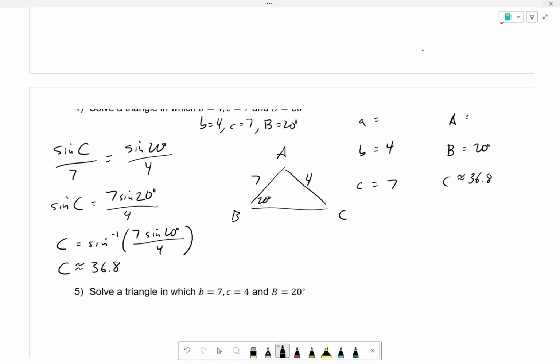Max, of course, from there, I subtracted from 180 to get the angle A. So this is about 56.8, that'd be 123.2, an approximation. Then you would do small a over sine 123.2 is equal to 4 over sine 20.